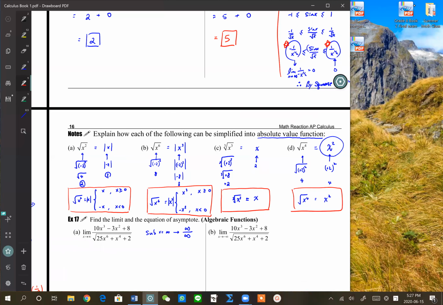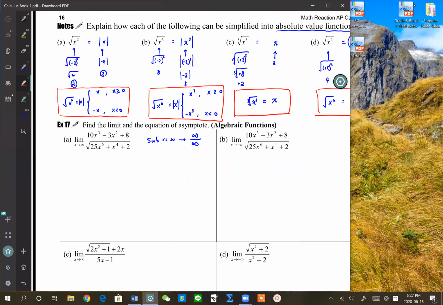So if you see the following questions, these ones, they have square root and then x to the 6, right? So that's why you need to think about, does it become absolute value or not, okay? And if it becomes absolute value, then you need to turn it into piecewise, all right?